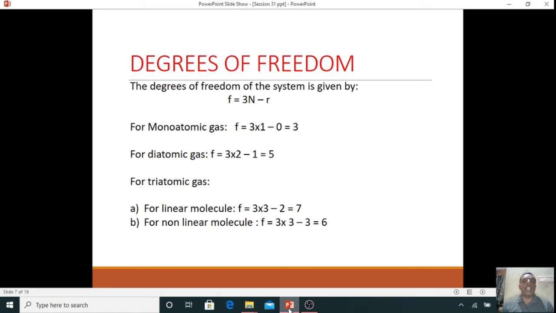Degrees of freedom is generally represented as F, which is equal to 3n minus R, where n is the number of molecules present in a gas, and R is the number of independent variables of that gas.